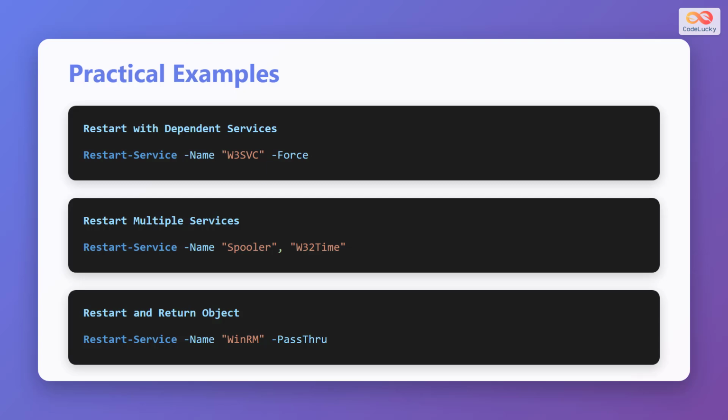If you need to capture the service object after restarting, use the -PassThru parameter. Restart-Service -Name winrm -PassThru. This is helpful when you want to verify the service status or pipe the output to another command.